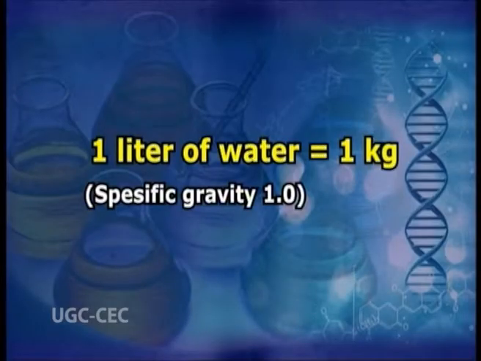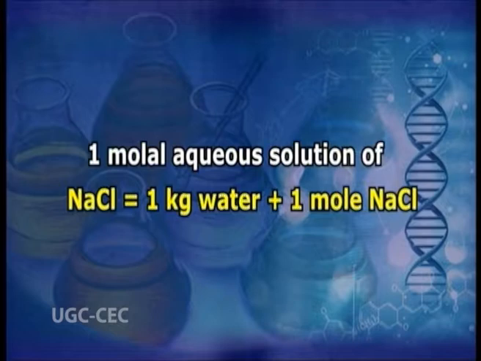1 liter of water has a specific gravity of 1 and weighs 1 kilogram. So, one can measure out 1 liter of water and add the solute to it. Most other solvents have a specific gravity greater or lesser than 1. Therefore, 1 liter of anything other than water is not likely to occupy a liter of space.